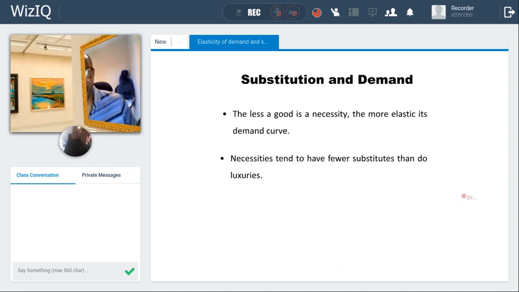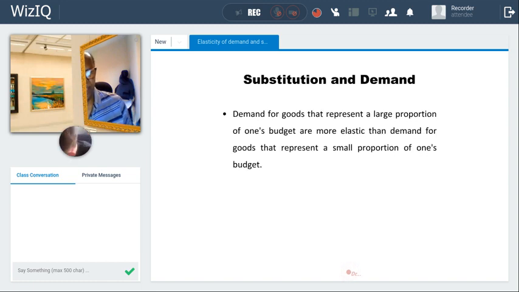So the less a good is a necessity, the more elastic its demand curve is. Necessities tend to have fewer substitutes than do luxuries. Again, pay attention to this because they come up in multiple choice questions. Demand for goods that represent a larger proportion of one's budget is more elastic than demand for goods that represent a small proportion of one's budget. So the amount you spend on that particular product is extremely important.